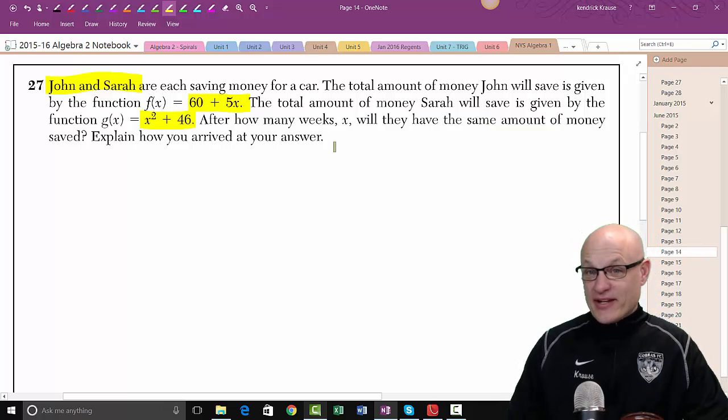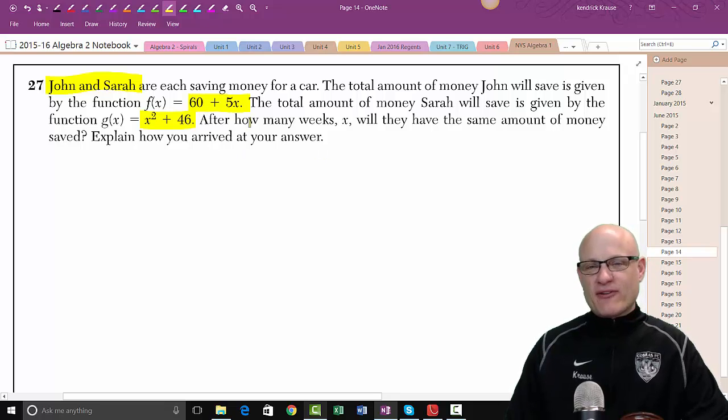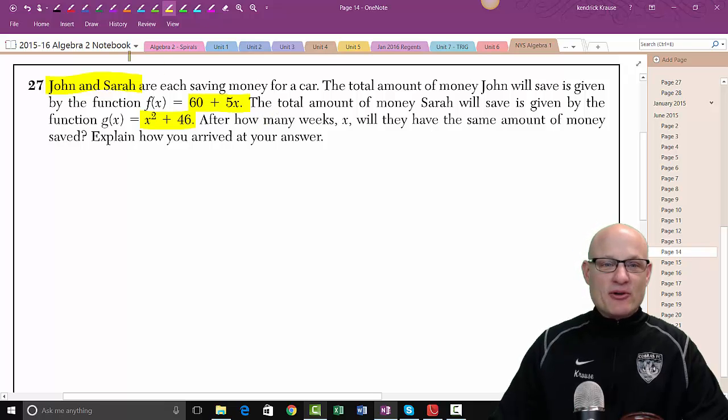I'm thinking John's never going to be able to buy a car because, yeah, if you start with $60 and you save $5 a week, it'll take you till you're my age to get a car. You'll be like, oh, I'm almost 50 years old. I can buy a car now.